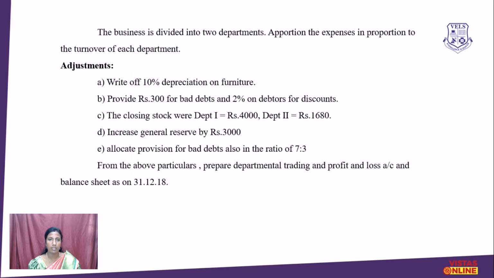The business is divided into two departments, 1 and 2. Apportion the expenses in proportion to the turnover of each department. So these are the adjustments included in this problem.